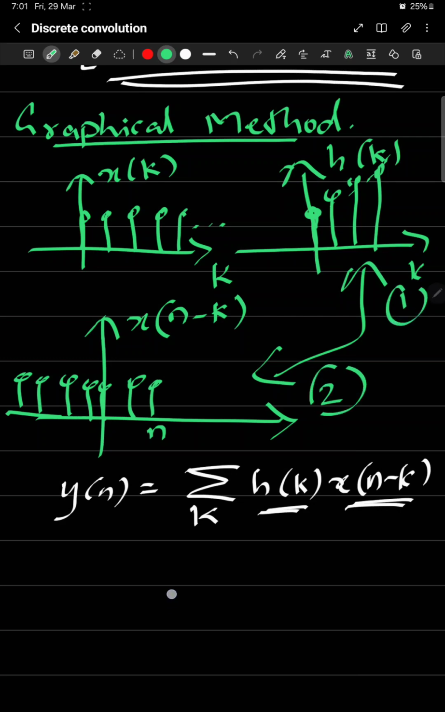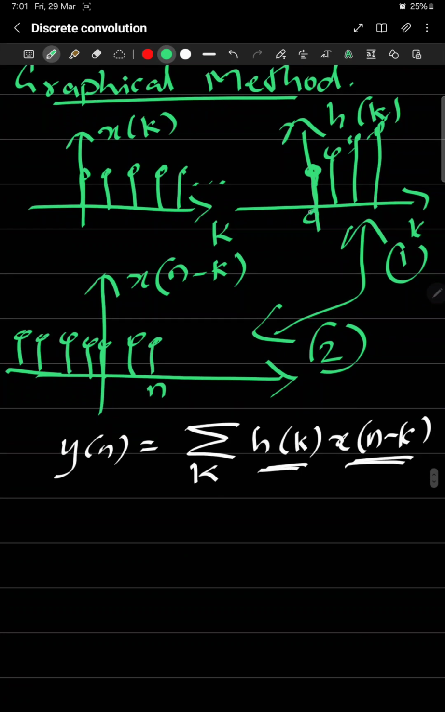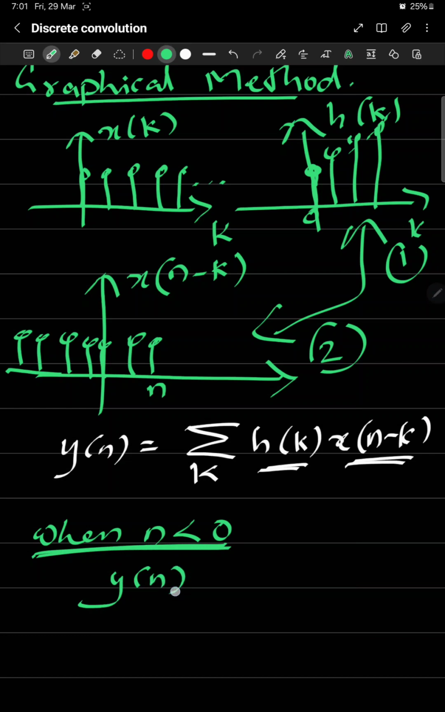Now you have different cases. You can say that this point is 0. When this is the first case, when n is less than 0, what is your y of n?